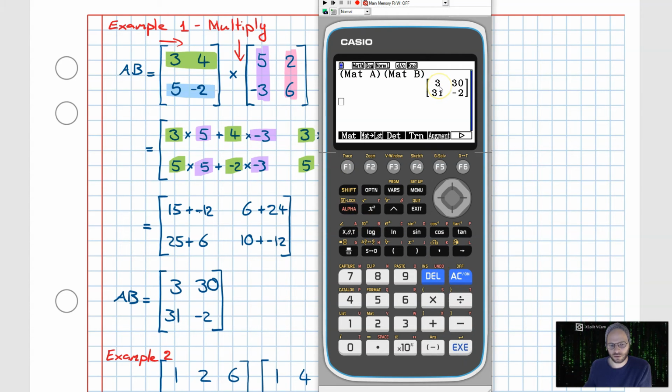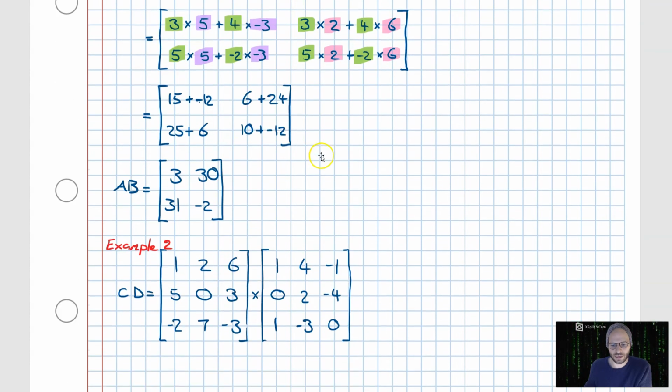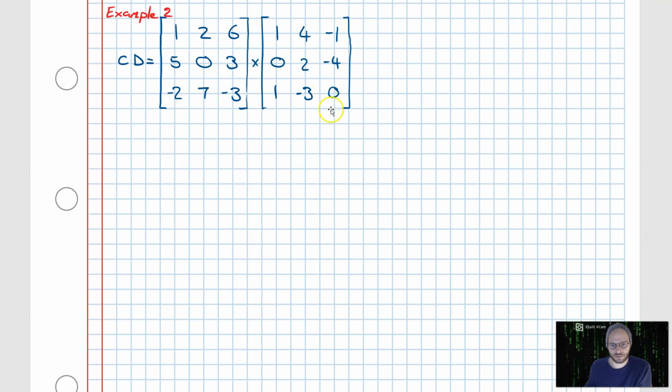Multiplying these together, we indeed get the answers of 3, 30, 31, and minus 2. So using technology, we're able to verify that the calculations done by hand were correct. Now, let's step it up and go for a 3 by 3 matrix.